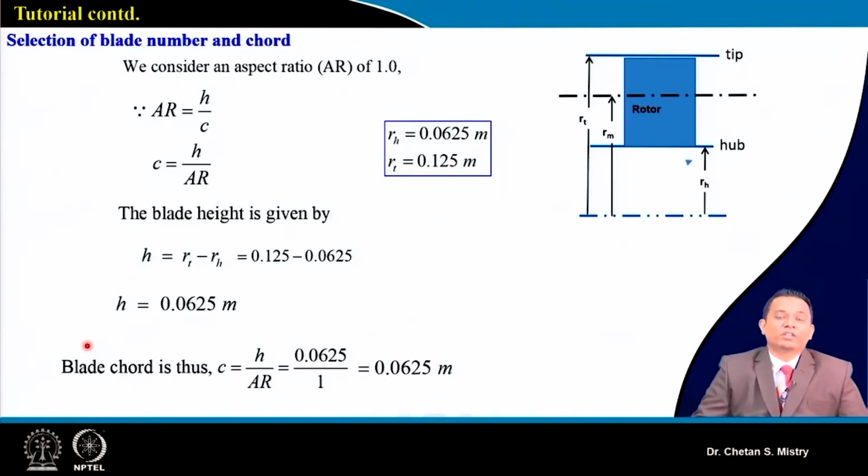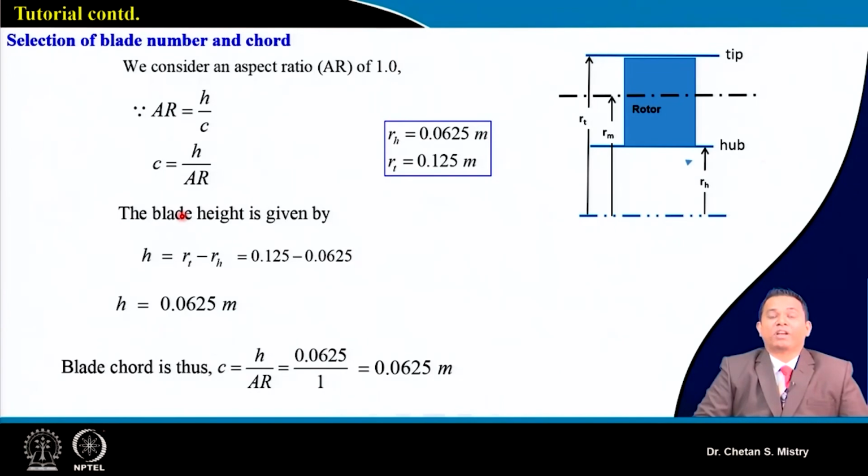The next calculation will be my chord, or what my number of blades needs to be. In order to do that, we will assume our aspect ratio. Conventionally for these ventilation fans, the aspect ratio is roughly in the range of 1.